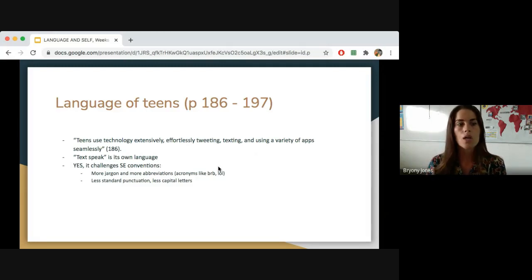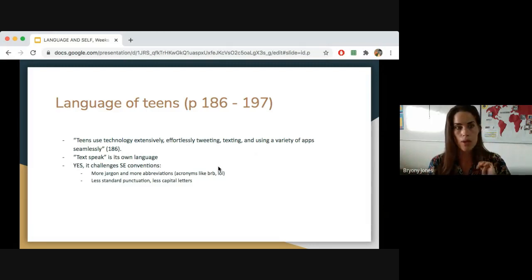So teens use technology extensively, more so typically on average than older people. So effortlessly tweeting, texting, and using a variety of apps seamlessly. So if something comes up on your exam where young people are using language, you can just quote this. Teens use technology extensively, using a variety of apps seamlessly. Okay? So you're commenting on this culture and how it impacts the way language is used, okay?